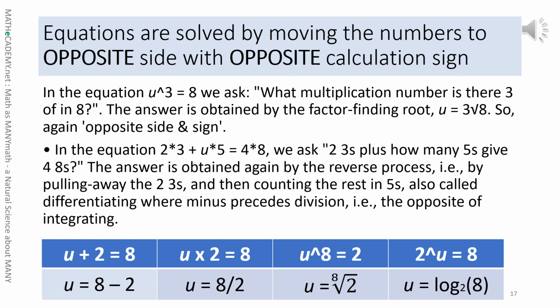In the equation u to the power 3 is 8, we ask, which factor are there 3 of in 8? The answer is obtained by the factor finding root, u is the third root of 8. So, again, opposite side and sign.